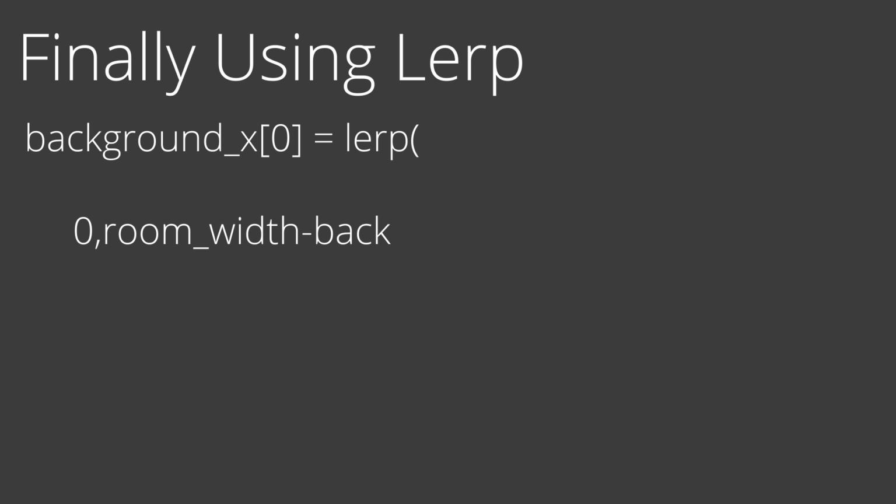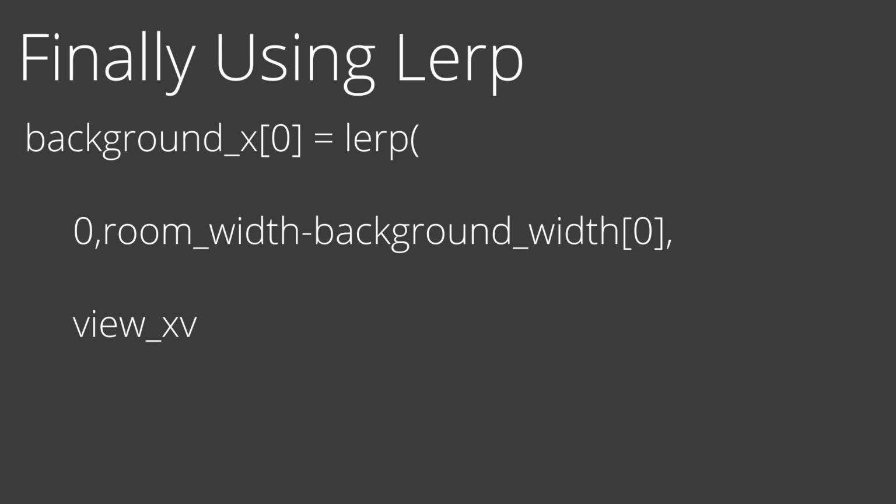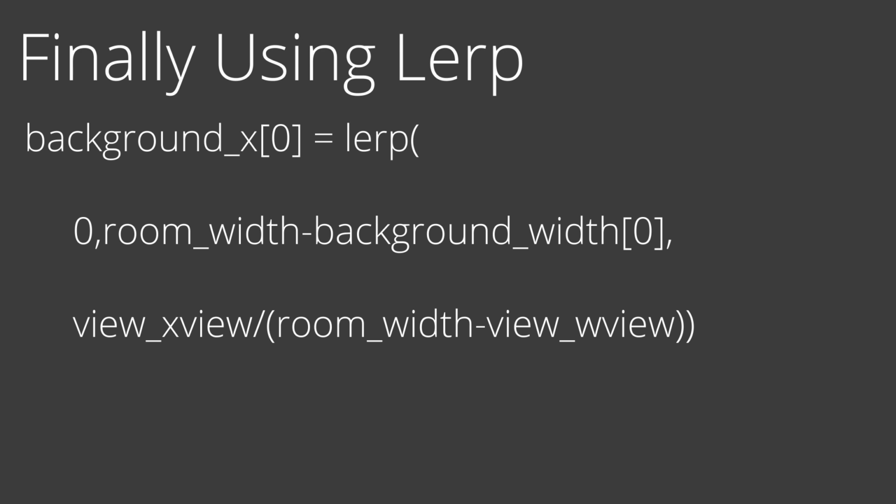Background x 0 equals Lerp. What are the two values we want the background's x to be between? 0 and room width minus background width. Now, our view values: view x view, divided by, in parentheses, room width minus view w view. If view x view is 0 all the way to the left, 0 divided by anything equals 0. And if the view is all the way to the right, then view x view is equal to room width minus view w view. Room width minus view w view divided by room width minus view w view is 1, since any number divided by itself is always 1. This calculation will always return a value between 0 and 1 for any position the view can possibly be in.